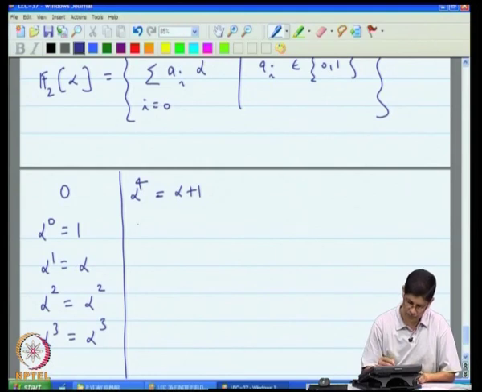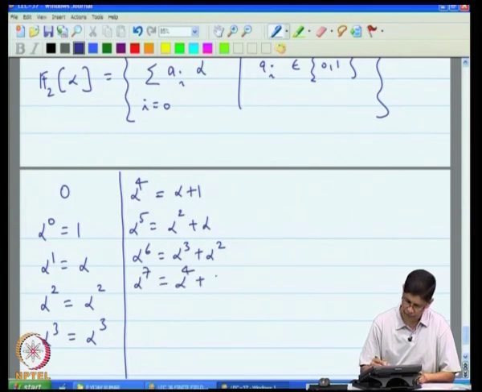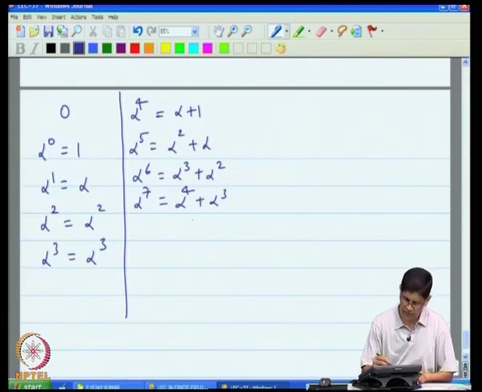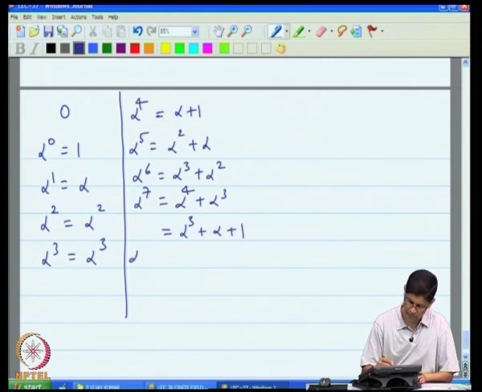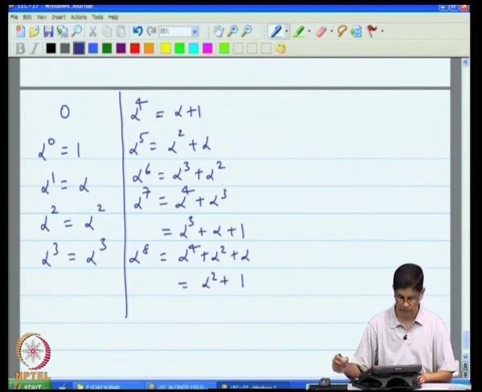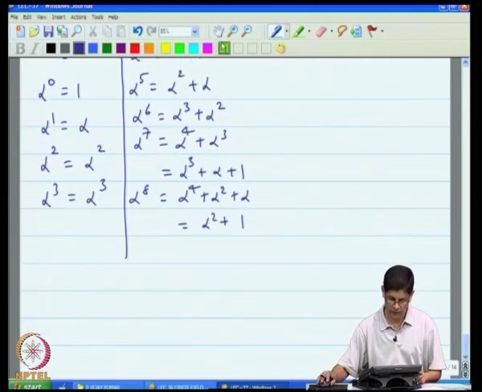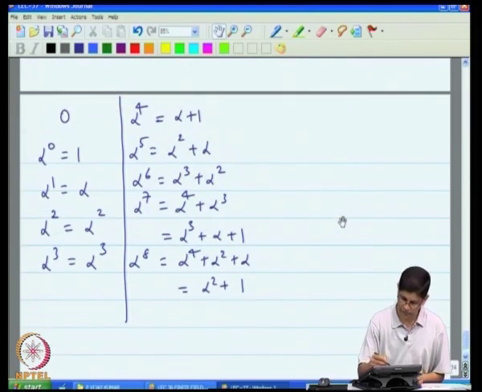Then we go to alpha^5 is equal to alpha squared plus alpha, alpha^6 is alpha cubed plus alpha squared, alpha^7 is alpha^4 plus alpha cubed. But since alpha^4 is alpha plus 1, this is equal to alpha cubed plus alpha plus 1. alpha^8 is alpha^4 plus alpha squared plus alpha, which is alpha squared plus 1. You can verify that because alpha^4 plus alpha is 1, so it is alpha squared plus 1.